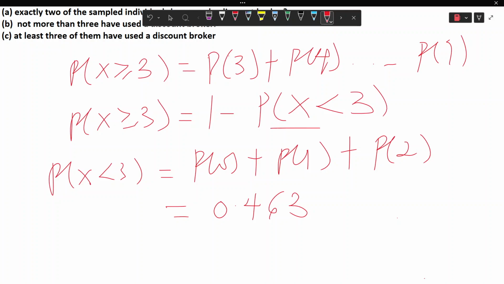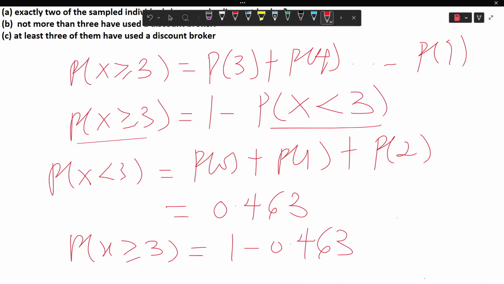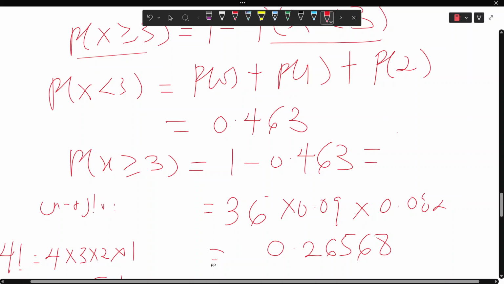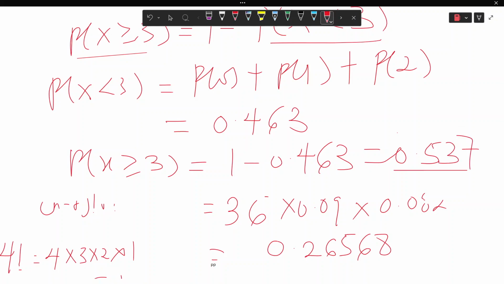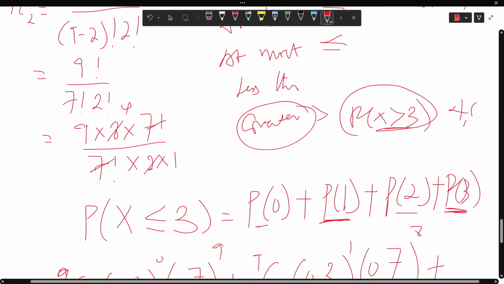Now we found here, how do you find at least 3 of them use a discount broker? At least 3 of them use a discount broker will be equal to 1 minus 0.463, which is 0.537. Now let's solve the last question.